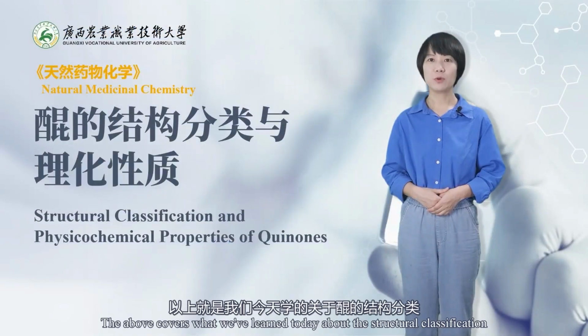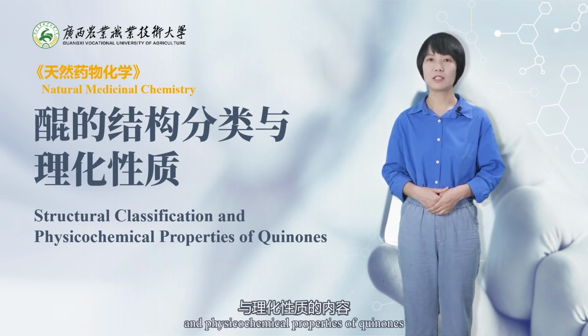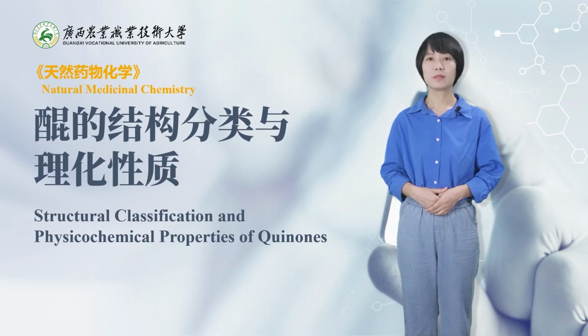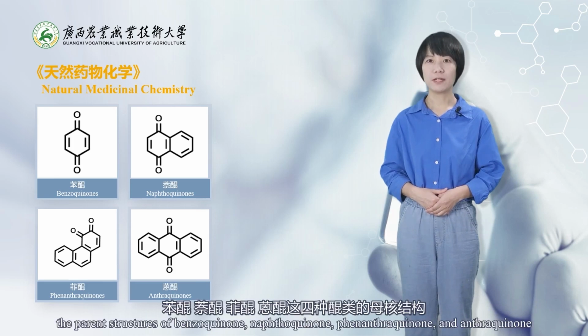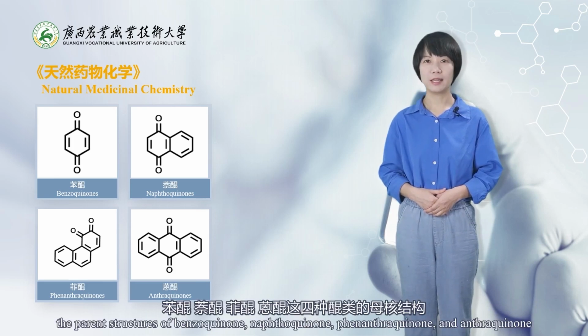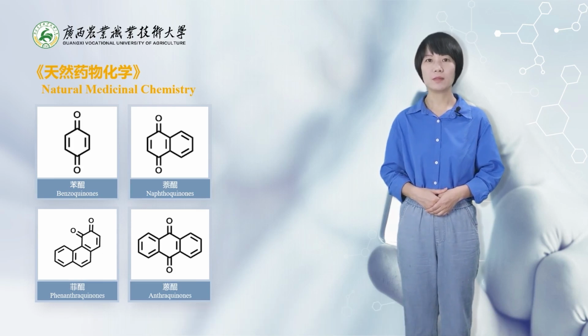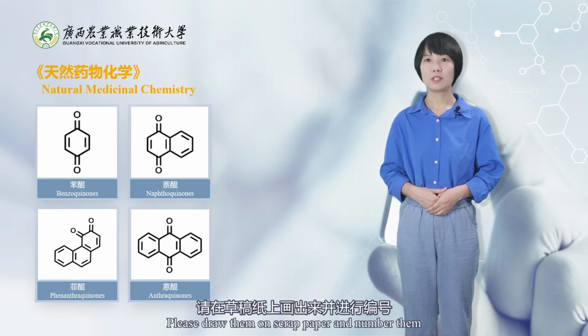The above covers what we've learned today about the structural classification and physicochemical properties of quinones. Now, please recall whether you still remember the parent structures of benzoquinones, naphthoquinones, phenanthraquinones, and anthraquinones. Please draw them on scrap paper and number them.